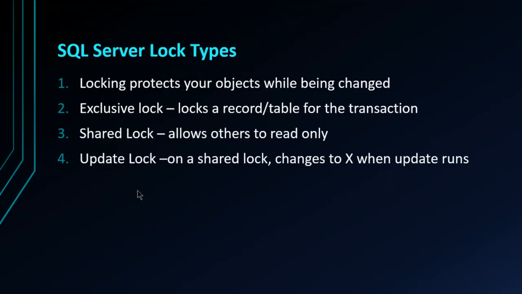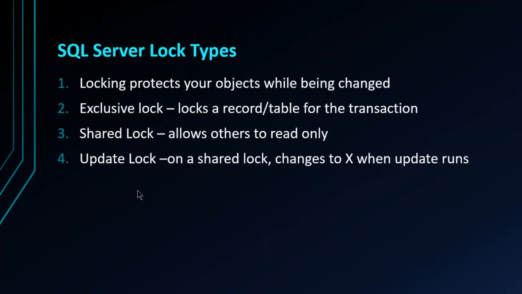Moving down is an update lock. This is a lock you apply to the shared lock. So the process for the shared lock is you apply the shared lock, and then you decide, I'm going to update this thing. So then you throw an update lock on it. You're now sitting there ready for your update to run.